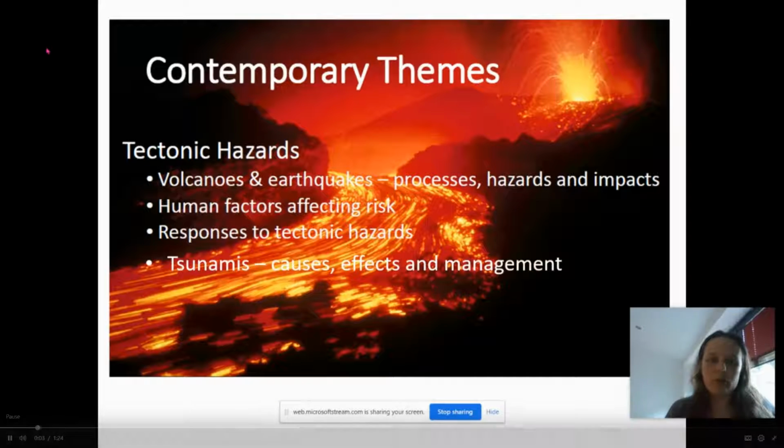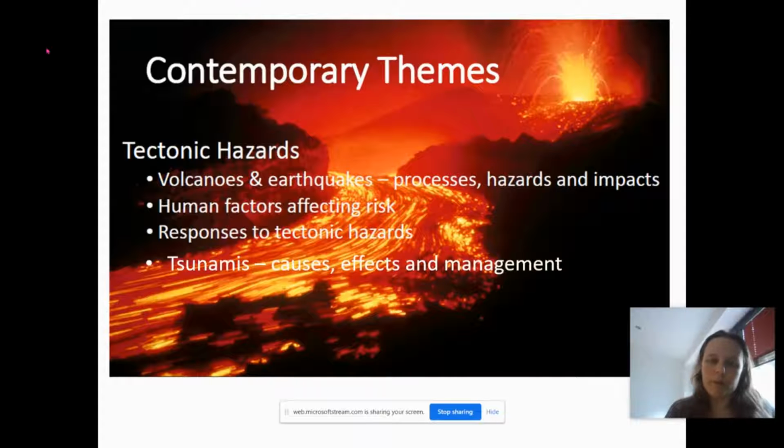At A2 Physical Geography, we cover a unit called Contemporary Themes. Within this unit, we look at tectonic hazards again. This follows straight on from the AS unit of work, which has already been completed, so all of that work is still needed and used as we move into the A2 essay-based tasks. However, we should also notice here that they add in a few extra things. The main part of this is adding in tsunamis. So we go back and look again at processes that cause tsunamis, what their effects are, and also how to manage them.